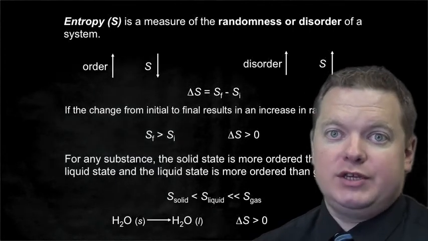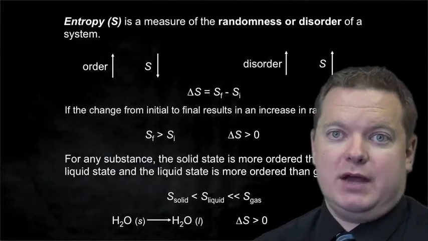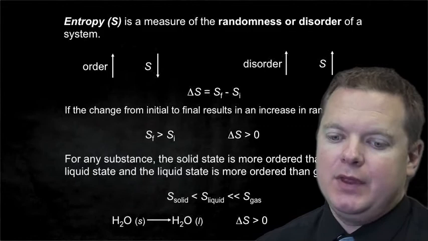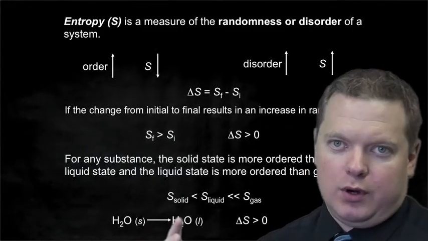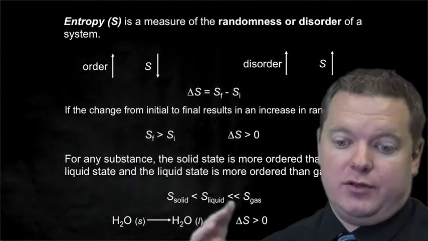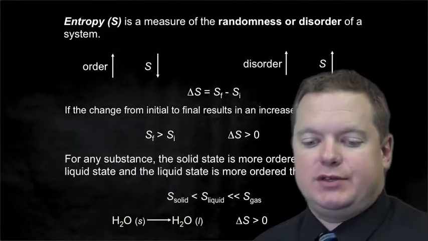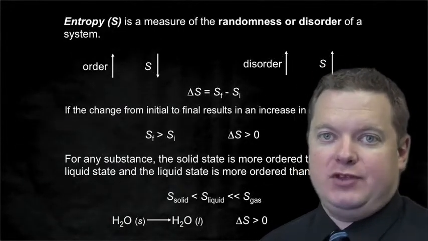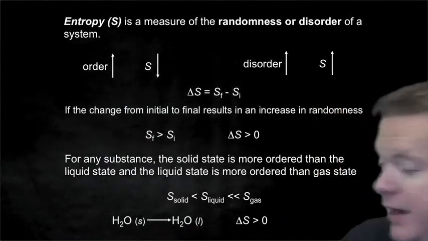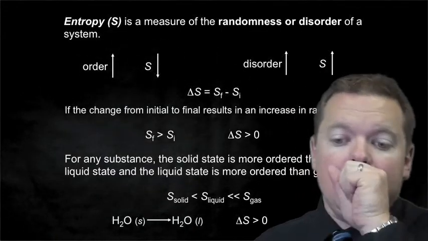Our more ordered state is going to be the solids, so solids always have the smallest value of entropy. Liquid is going to be more disordered, so it's going to have a larger value, and gases are the most disordered, so those are going to have the largest values of S, or entropy. And as we go from those states, those changes are going to be positive, as indicated here.